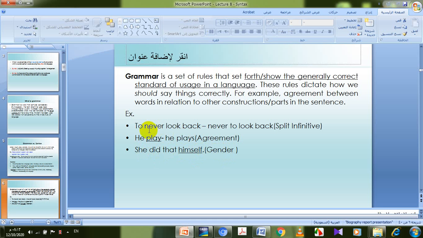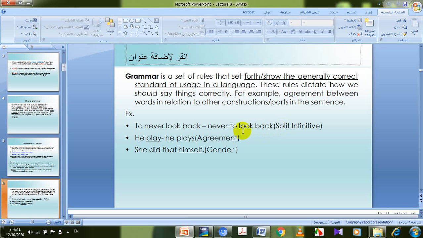Good. Okay. Next, to never look back. So this is wrong. To never look back is wrong. What is right? Never to look back. This is called split infinitive. What is split infinitive? It is a general rule that no word should separate the to of an infinitive from the simple form of the verb that follows. Okay, so this is split infinitive.